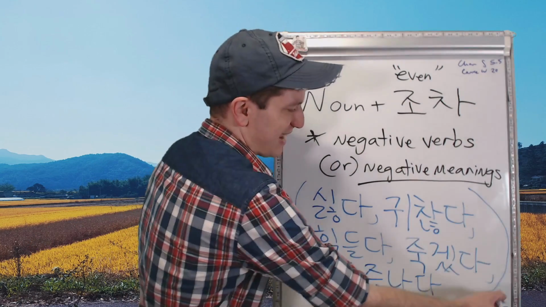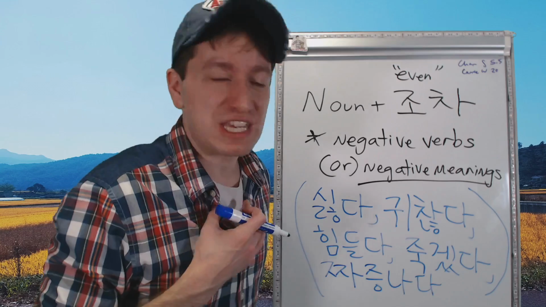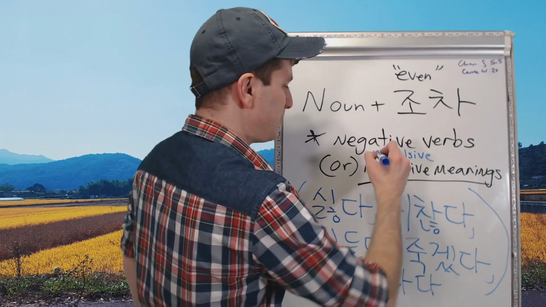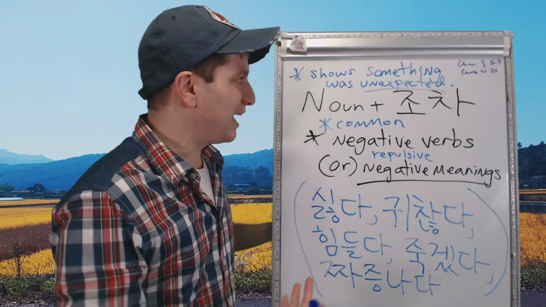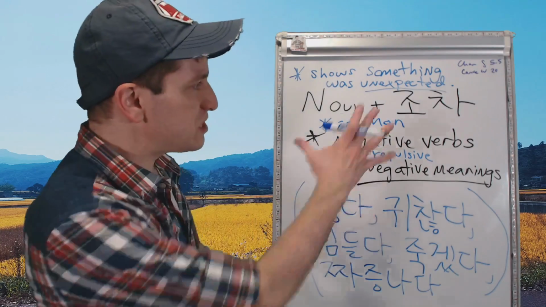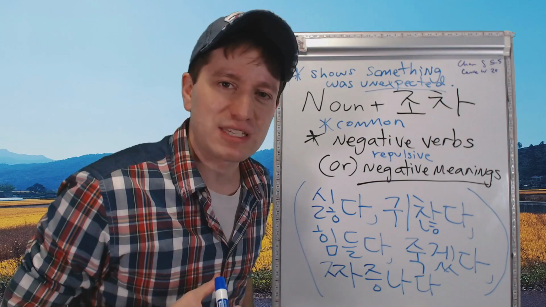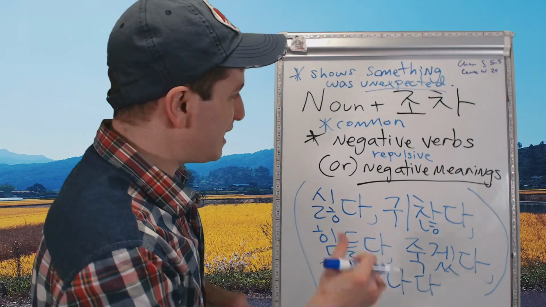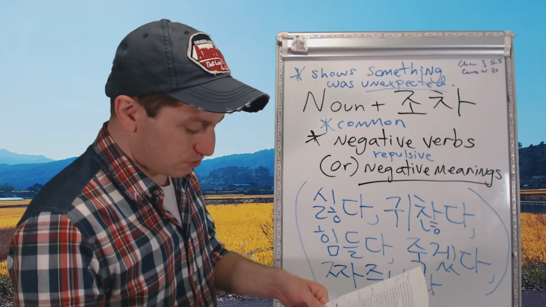You can actually just write these down if you want. Some sort of repulsive meaning, if that helps. Something that you really don't want. Like that. This shows that something was unexpected. I didn't expect even that. This you'll see better when you see it used in example sentences, but keep that in mind. So let's do our first example sentence.